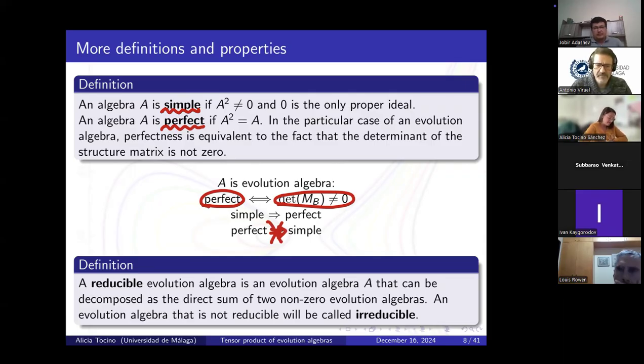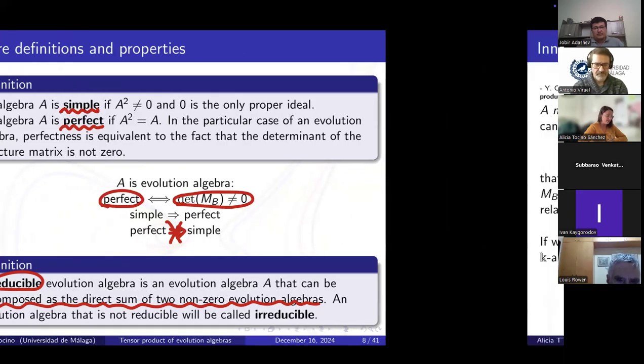Another definition is that a reducible evolution algebra is an evolution algebra that can be decomposed as a direct sum of two non-zero evolution algebras. And if it is not the case, then we call it irreducible.